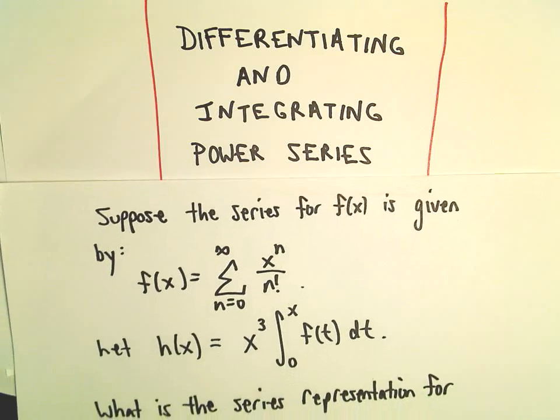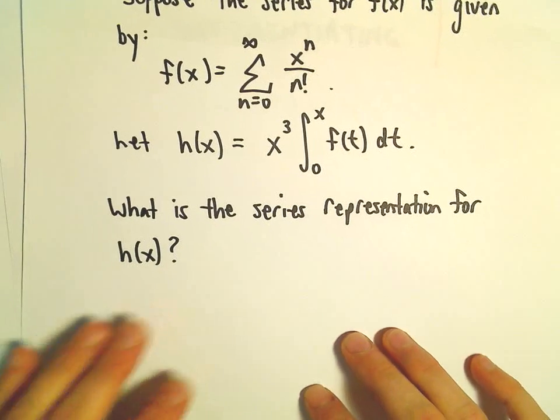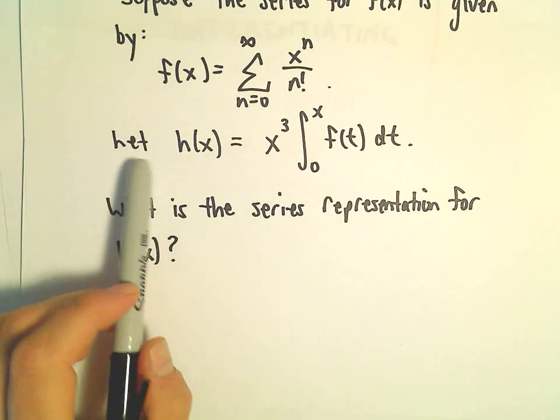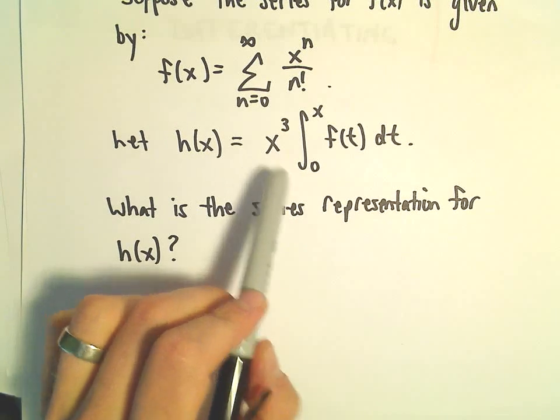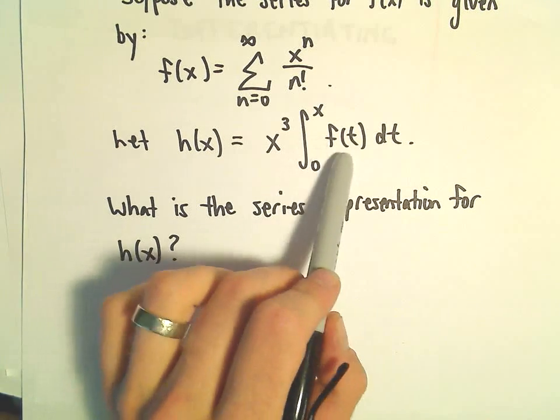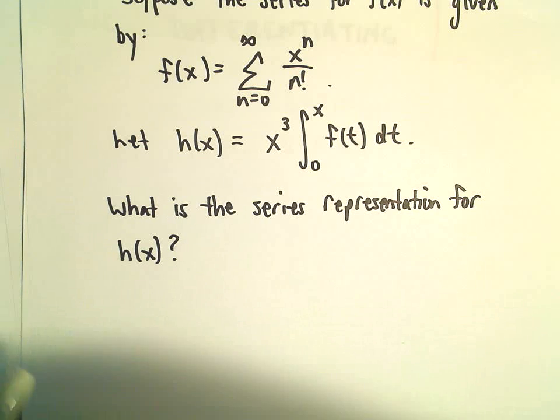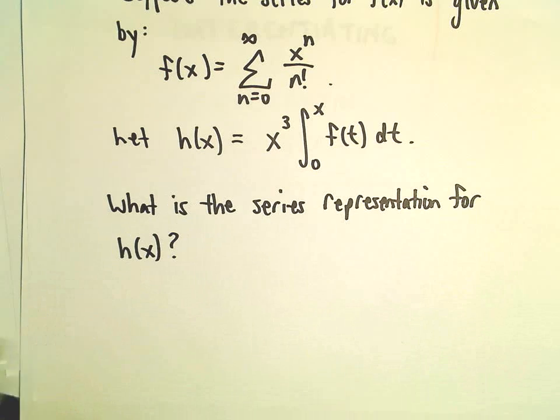Alright, so another little example here involving an integration of a series. So here f of x is going to equal the series from n equals 0 to infinity, x to the n over n factorial. H of x is going to be x to the third times the integral from 0 to x of our function, f of t dt. And we want to find a series representation for our function h of x.